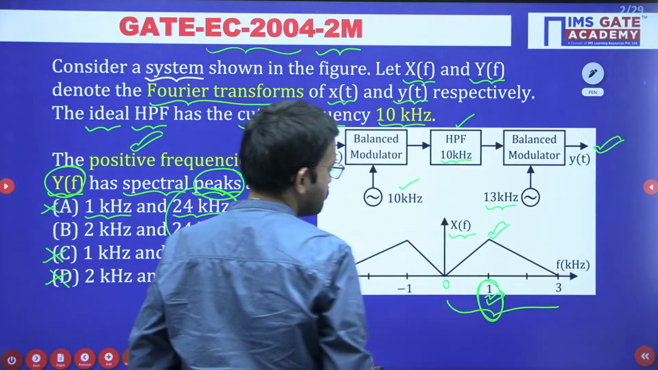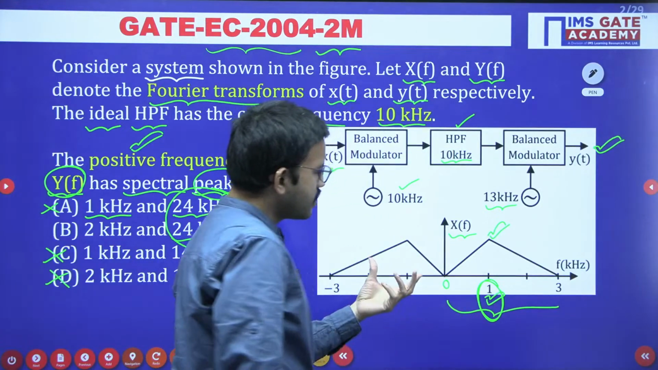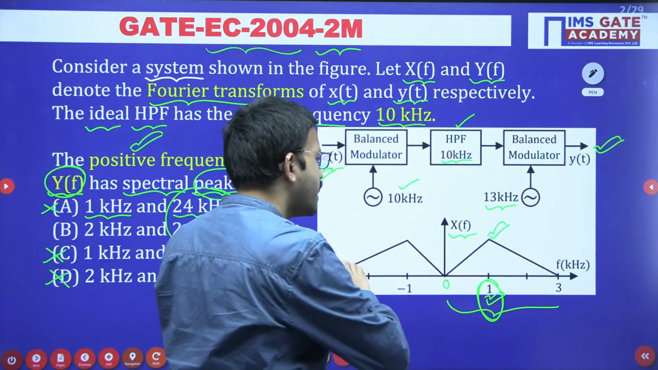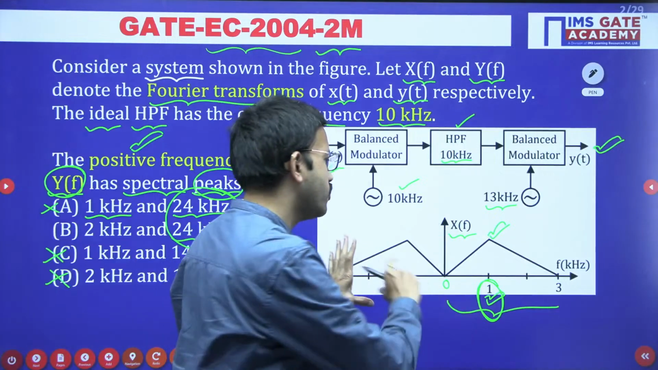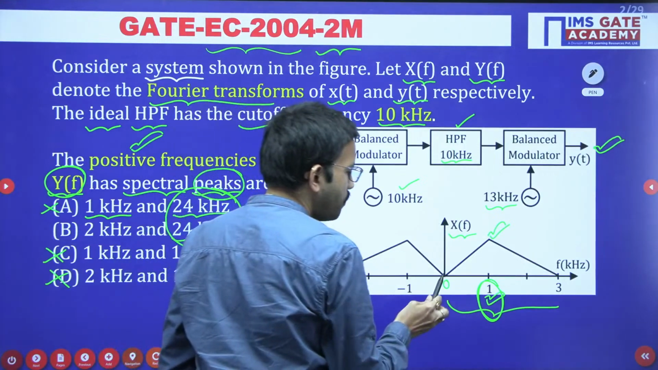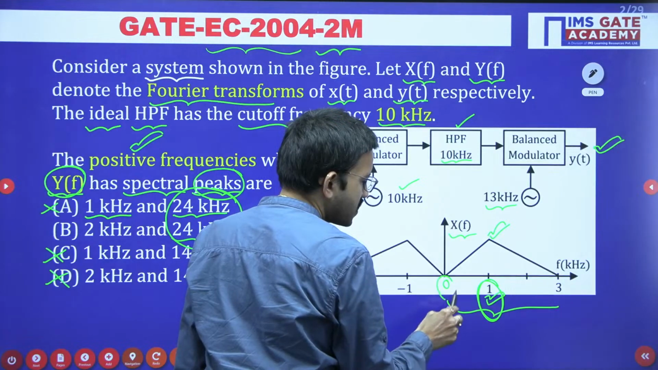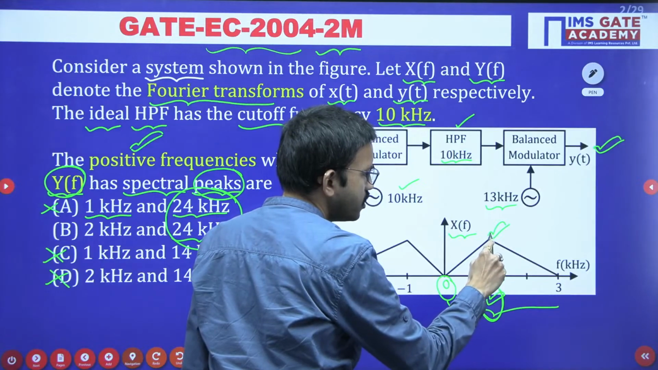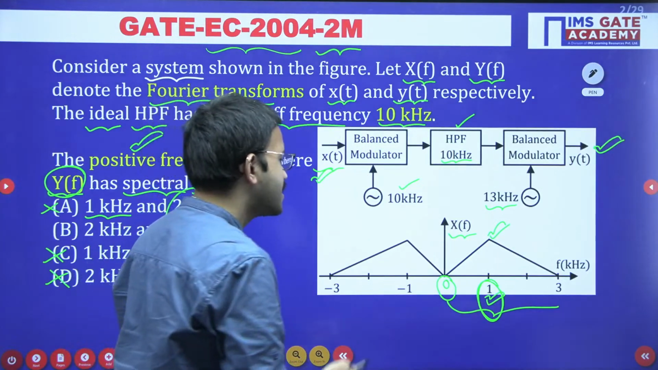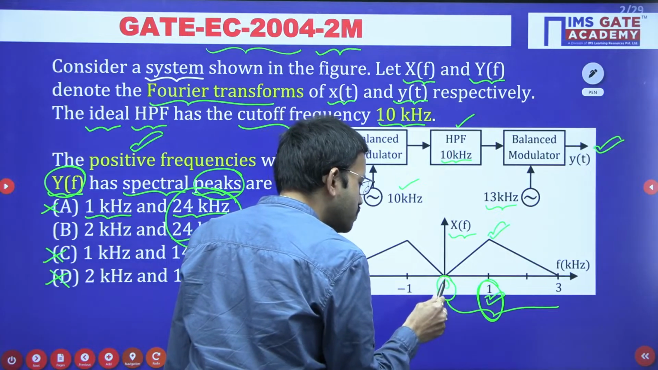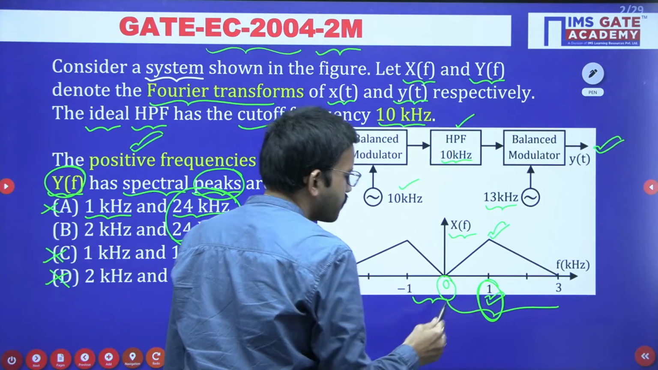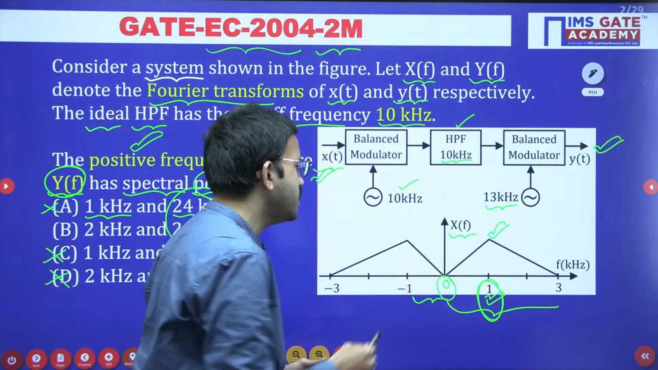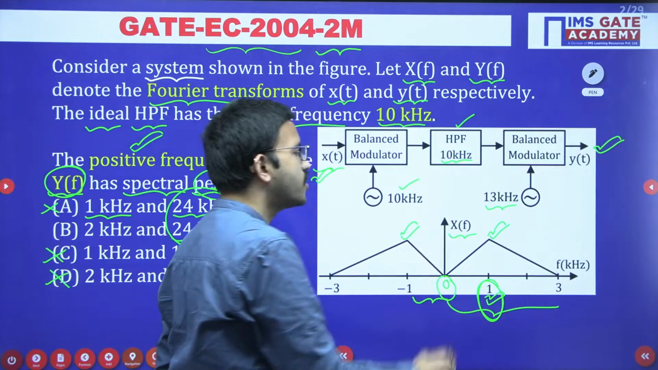Just carefully observe. Regarding the x of t signal, they have given the waveform like this. Now you can observe carefully. Here you are having center frequency 0. From here after 1 kHz, you are getting one peak, right? And similarly from 0 towards the negative frequency side, after 1 kHz you are getting the peak.